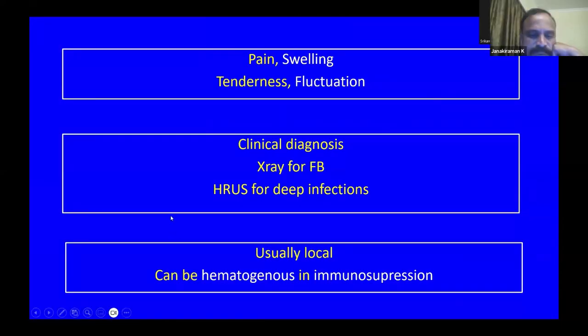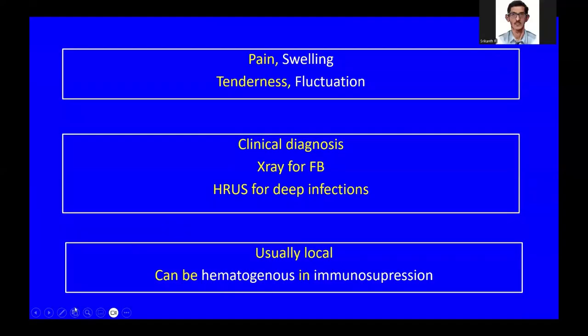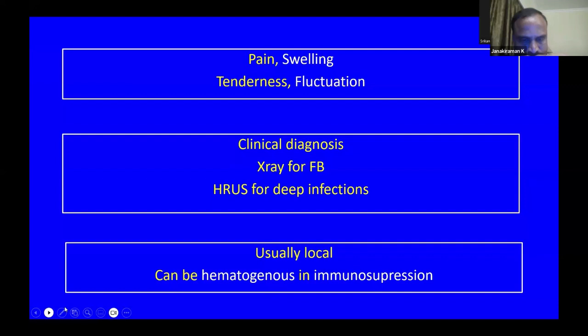So the basis of all is a clinical diagnosis. One does need to do an X-ray also to rule out the presence of a foreign body, which may be the presupposing cause, and an ultrasound may be recommended for chronic infections or infections that are very deep, so that they can be localized to one of the palmar spaces. Most of these infections are usually local, but they can be hematogenous, especially in the setting of immunosuppression.